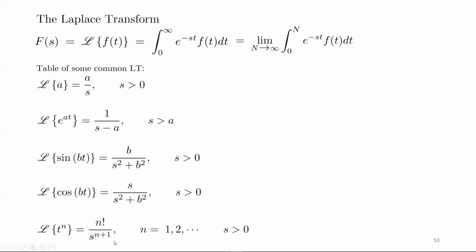of n plus 1. So for example, if you had the Laplace transform of t itself, so t to the power of 1, you get 1 factorial, which is 1, over s to the power of 1 plus 1, which is 2. So you get 1 over s squared. The Laplace transform of t is 1 over s squared. Again, valid for s greater than 0.